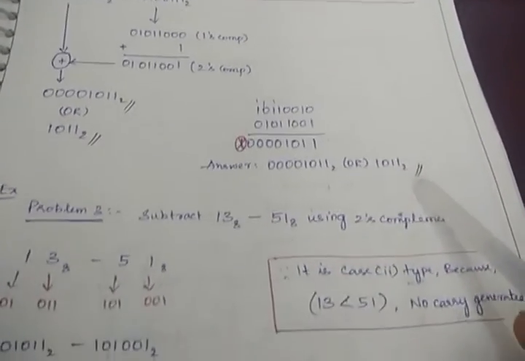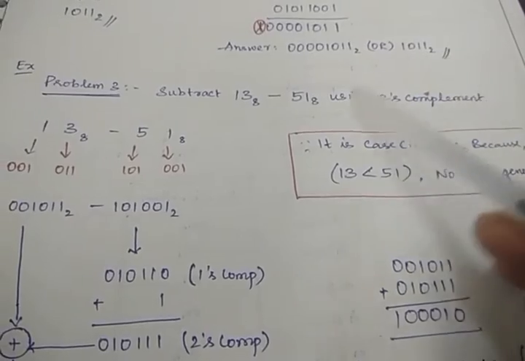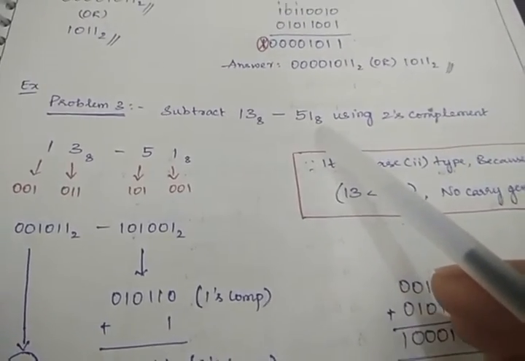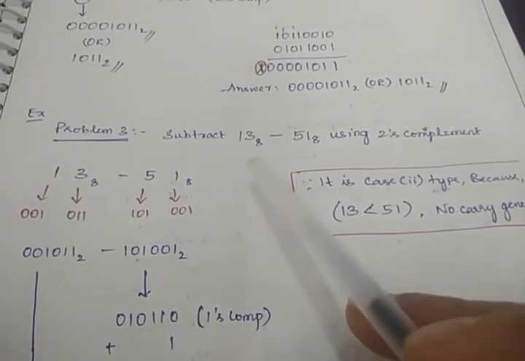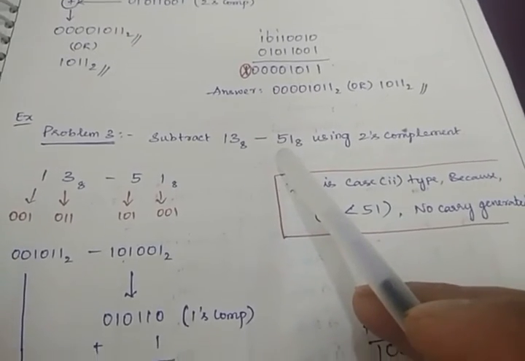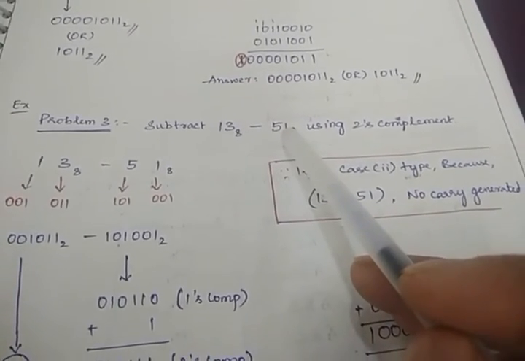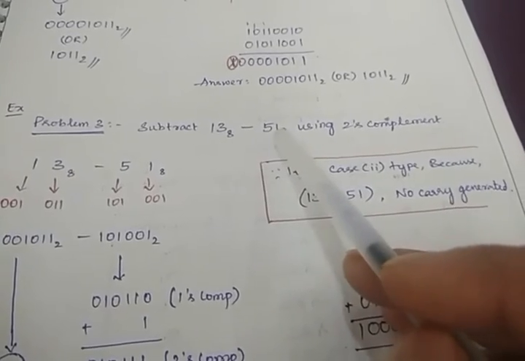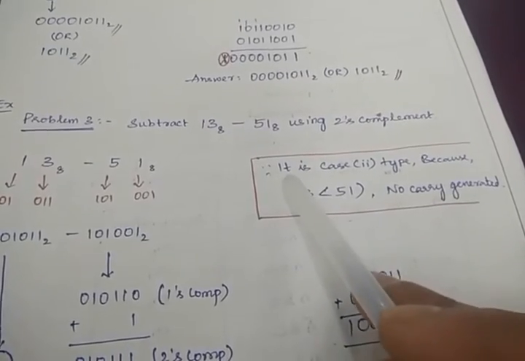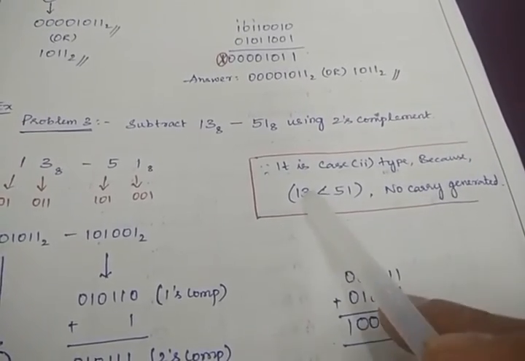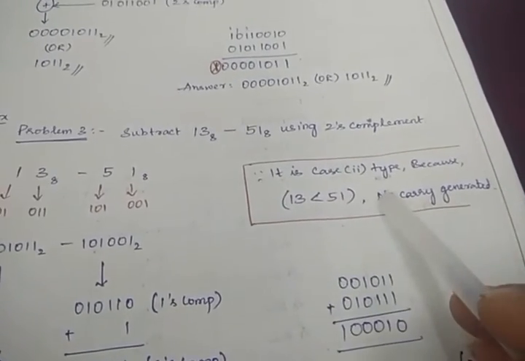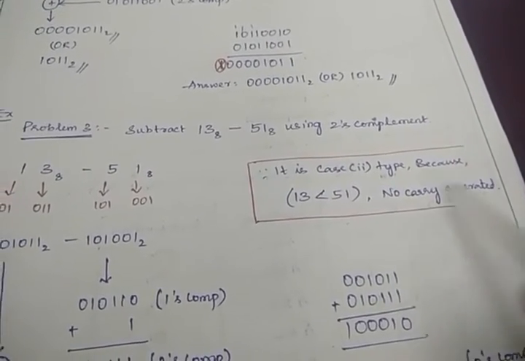Hope you understand how to do it. See the next problem, they have given octal numbers. Subtract 13 to the base 8 minus 51 to the base 8 using the 2's complement method. Both numbers are octal numbers. Previously we saw hexadecimal, now octal is given. First we have to find which type of problem this is, case 1 or case 2. It is case 2 type because 13 is smaller than 51. So no carry will be generated.